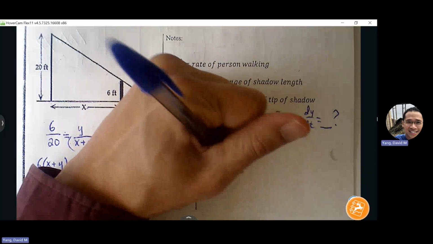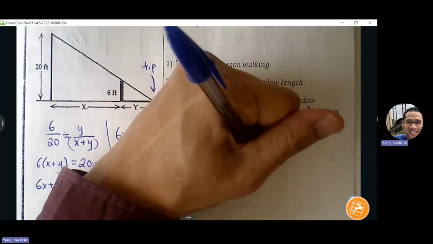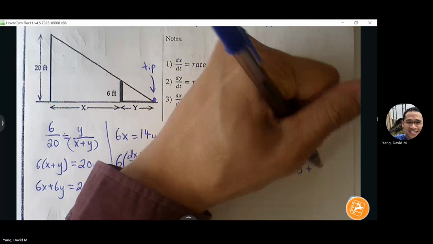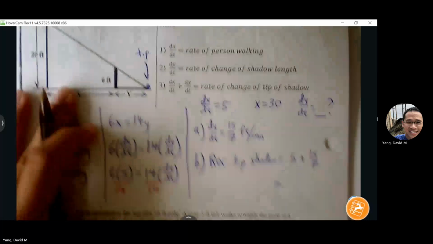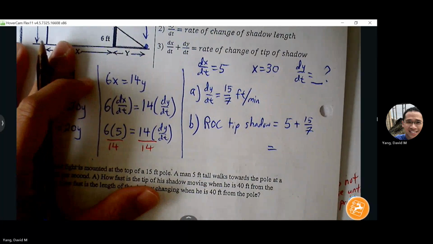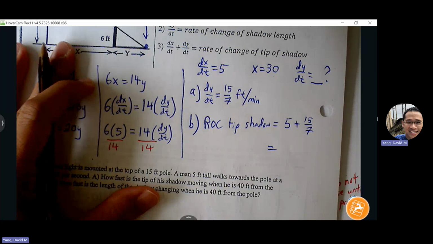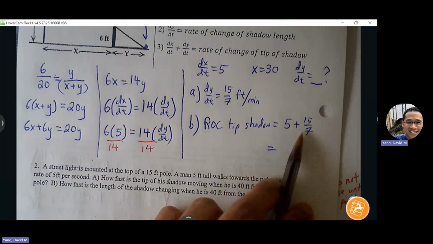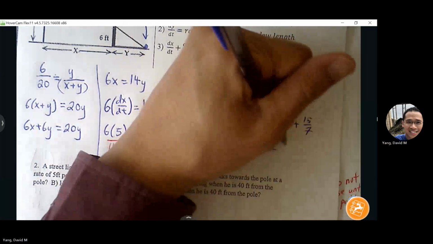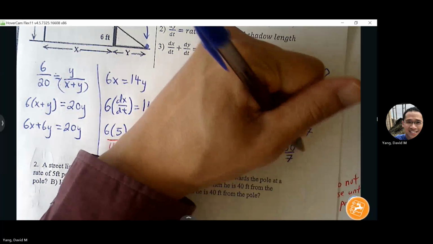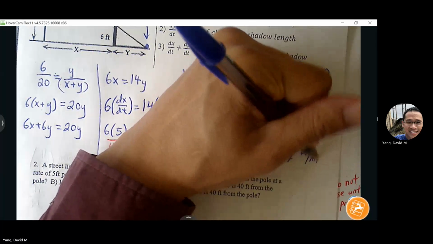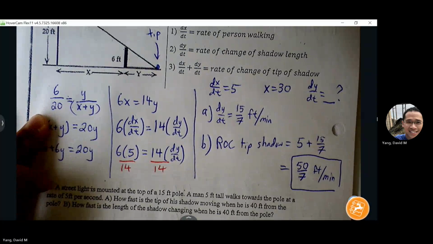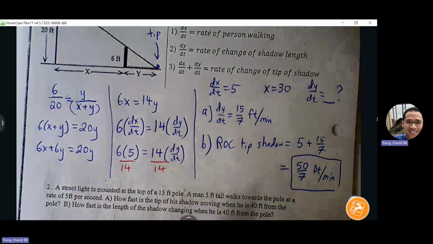So the rate of change of the tip of the shadow. The calculator can add those fractions for you, but you can also make it 35 over 7 plus 15 over 7, which is 50 over 7. Yep, you just add the two rates together.